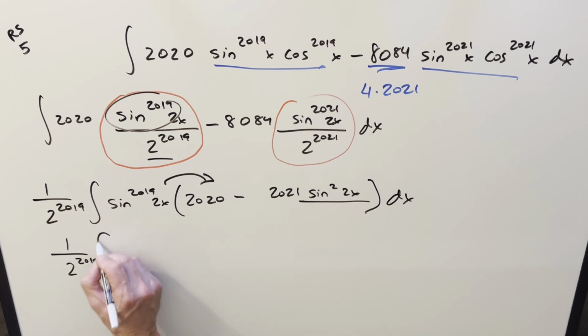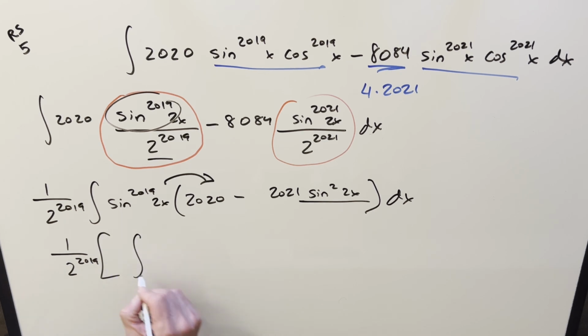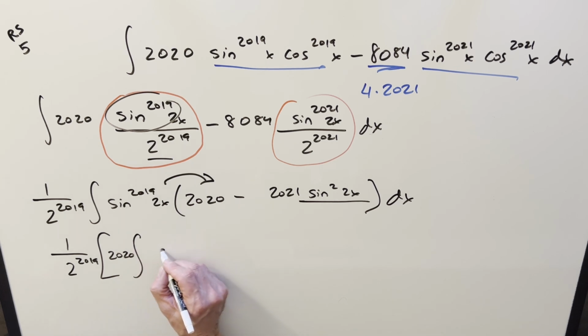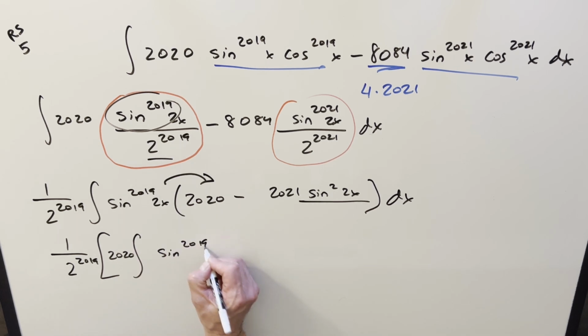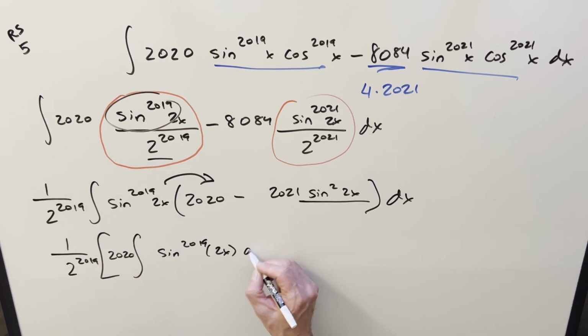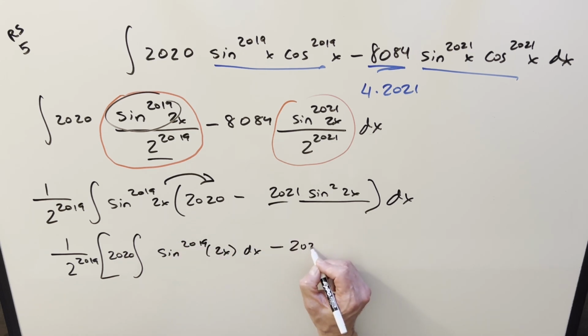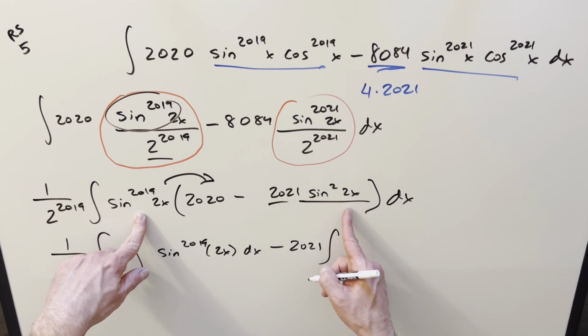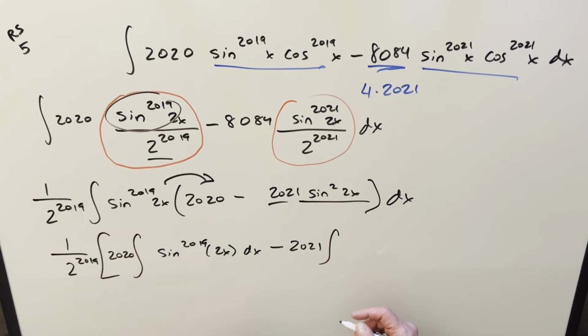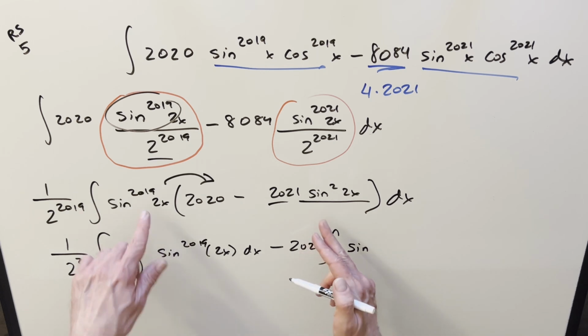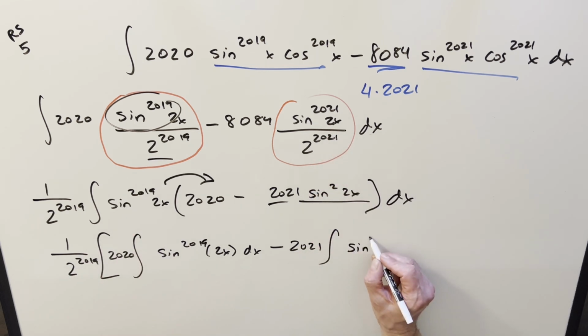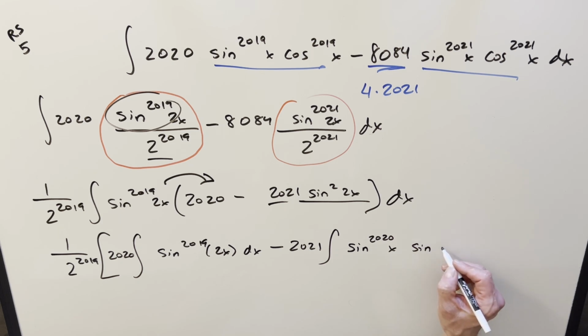I will still leave this factored out front. So for the 2 integrals, the first one I'm going to have 2020 out front as a constant, and we'll just have sine^2019 2x. And then for the second one, we're going to have a minus in between. We're still going to have 2021 as a constant. Multiplying this back in, I'm going to write this a strange way. Let's do this as sine, because we're going back to sine^2021. Let's split it up like sine^2020 x times just sine of x.